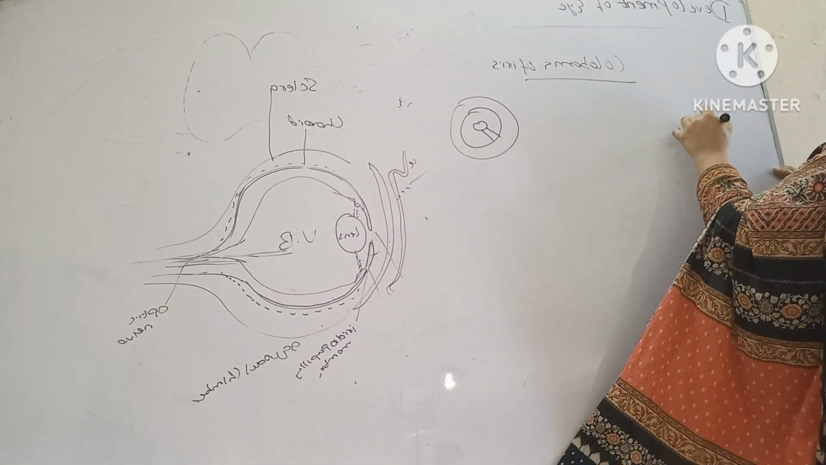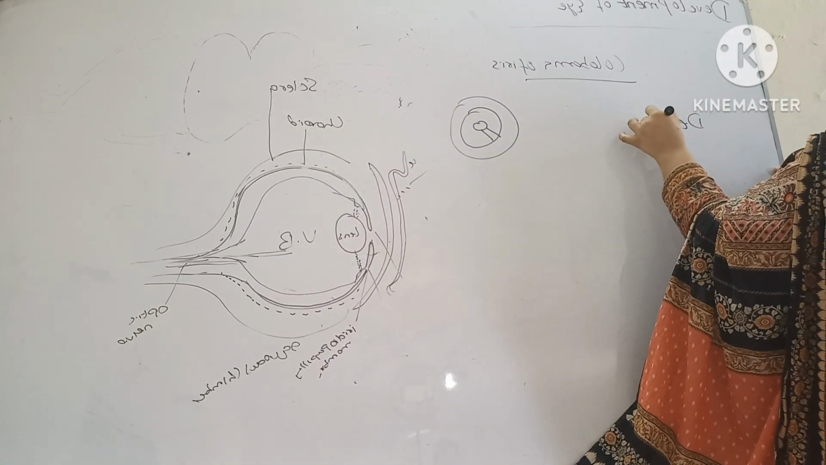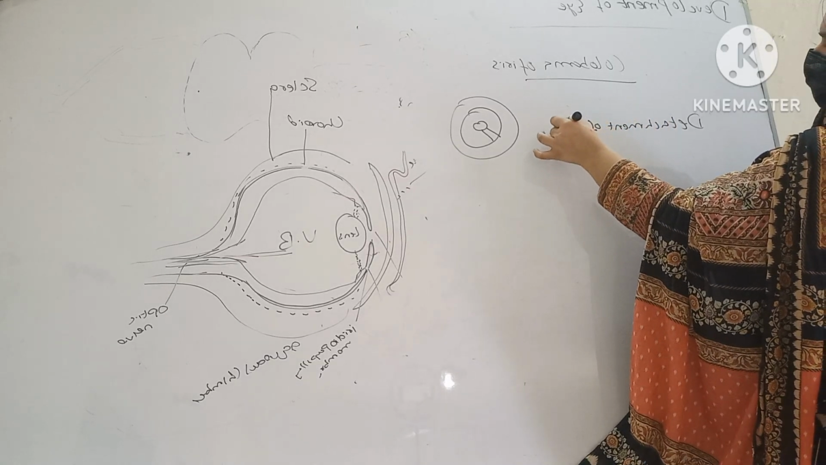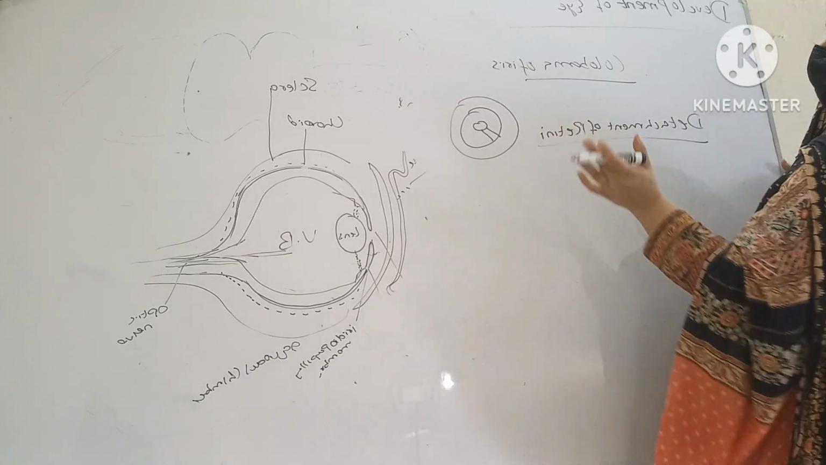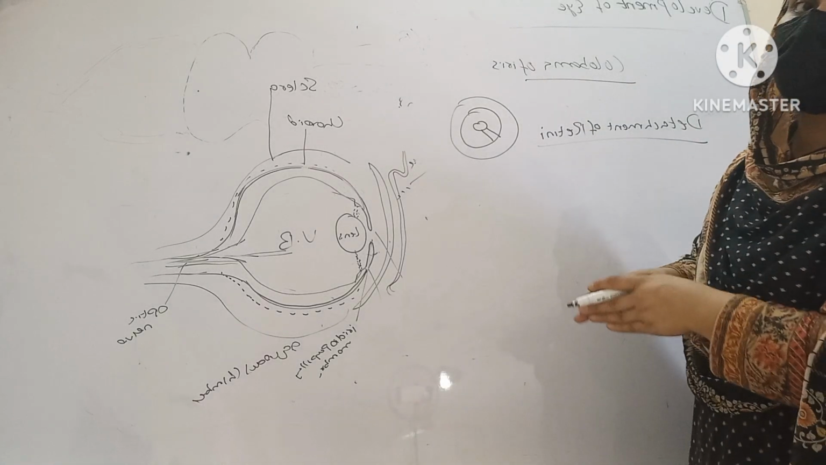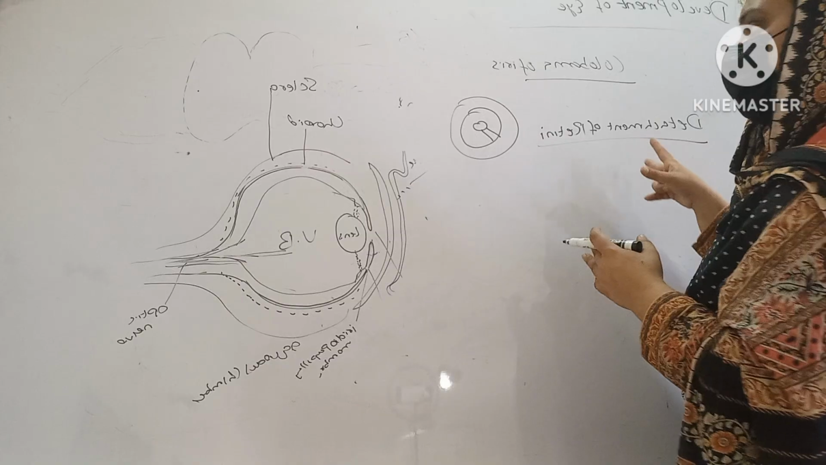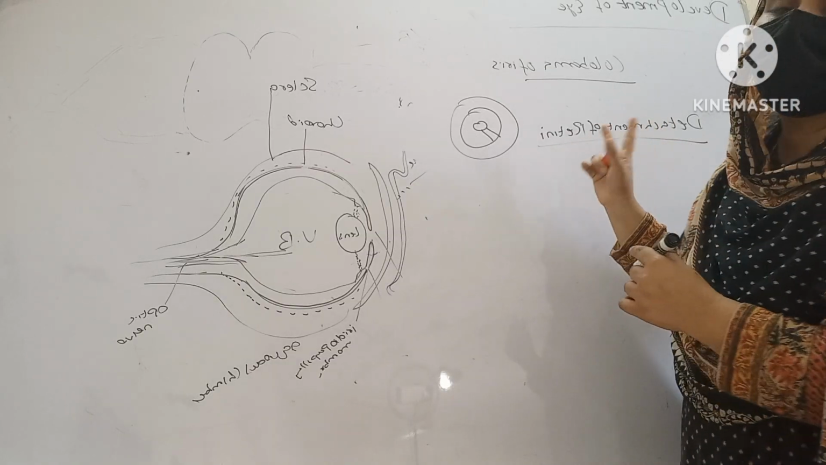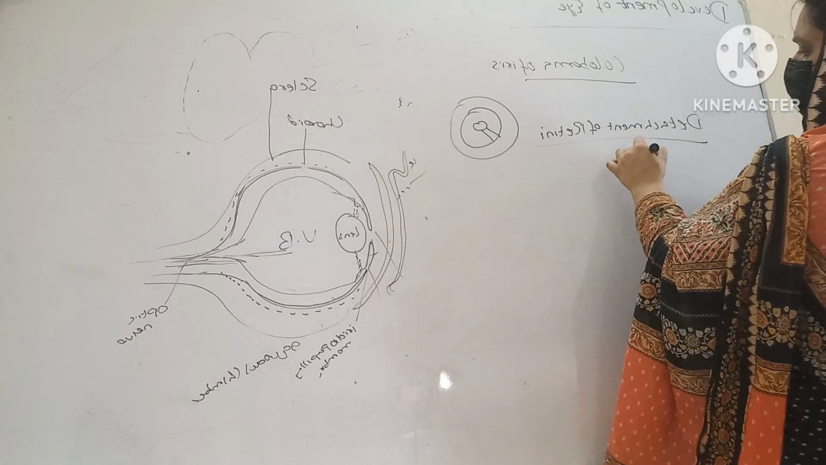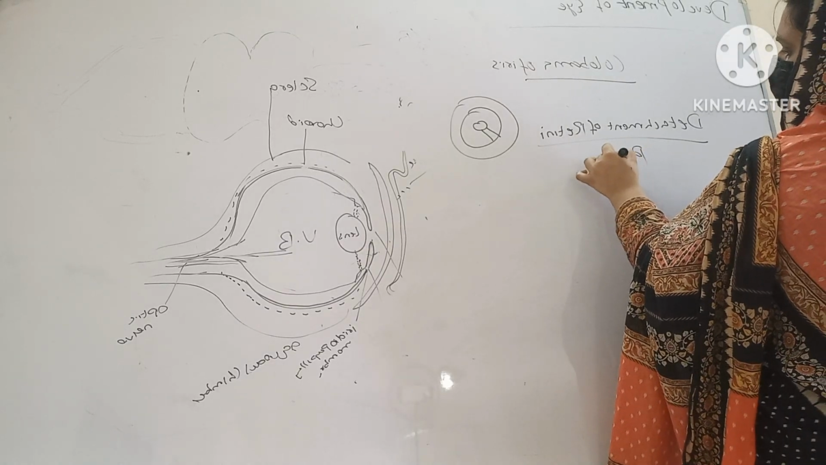The second condition is the detachment of the retina. Mostly the inner and the outer layer of the retina, which are the pigmented and the neural layer, will fuse together. But if they do not fuse, then the condition is the detachment of the retina. And detachment of the retina can be primary or secondary.